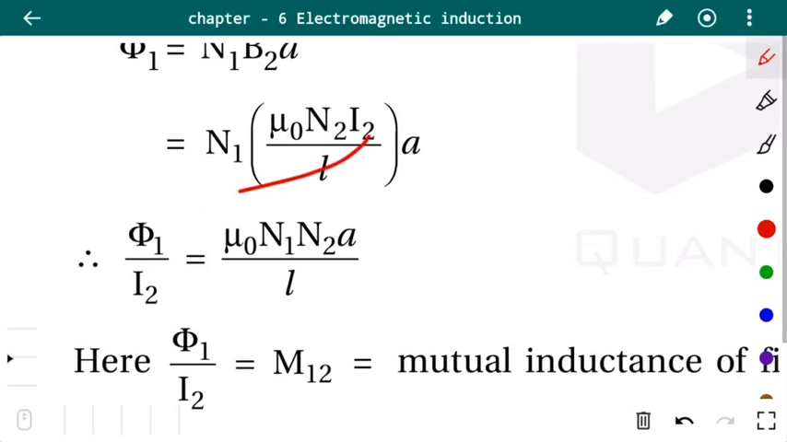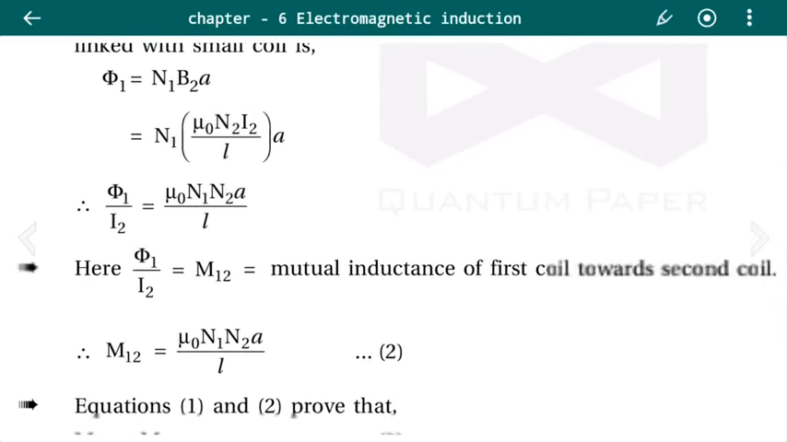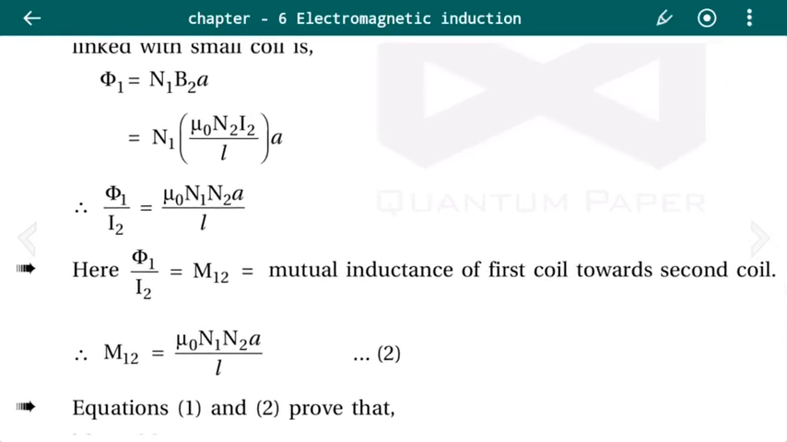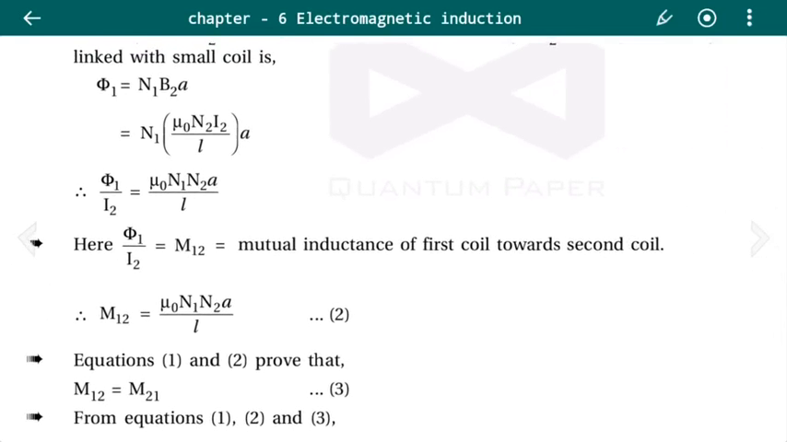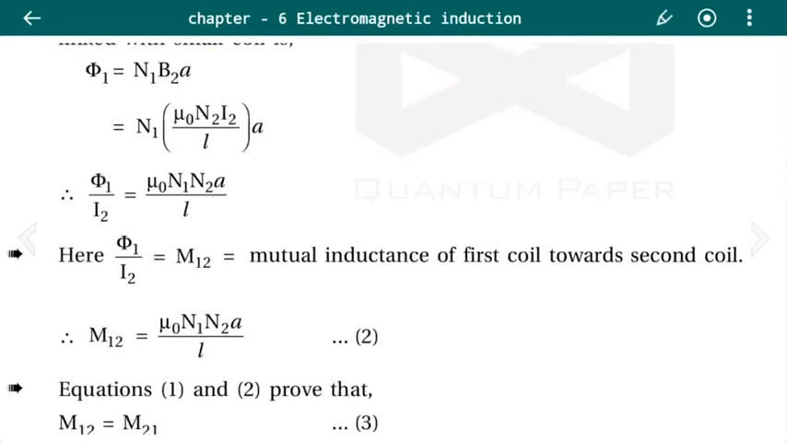Here again taking I2 to the opposite side, we get phi1 upon I2 equals mu 0 N1 N2 A upon L. Here phi1 upon I2 equals M12, which is nothing but the mutual inductance of the first coil with respect to the second coil. So M12 equals mu 0 N1 N2 A upon L.